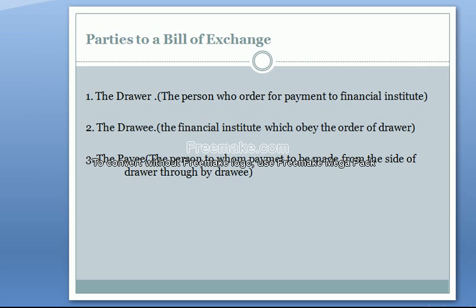So now in this case, I am a drawer, that orders the bank to make a certain payment to you. You are a payee and the bank is the drawee. So three parties are involved.